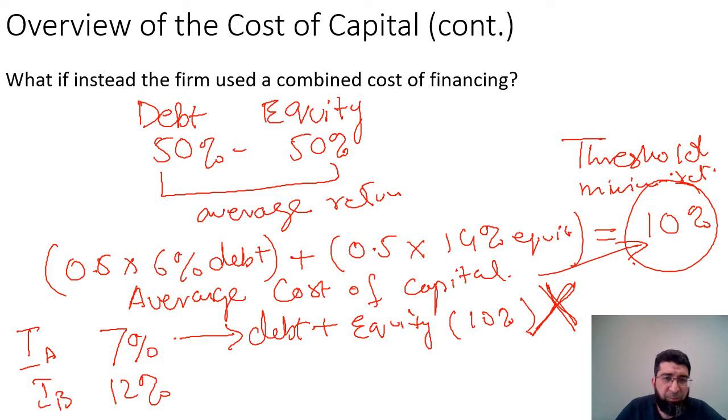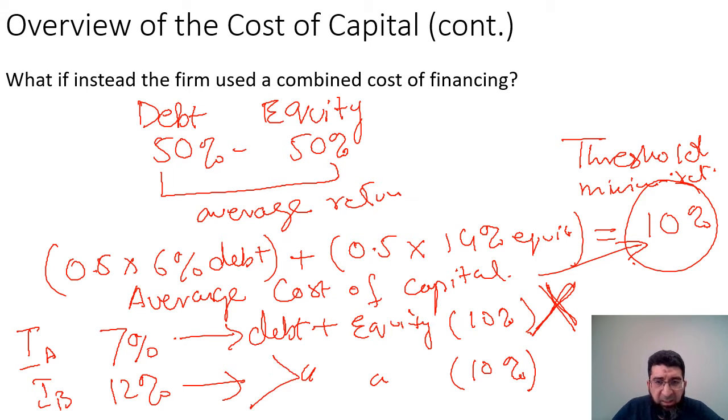Now in the investment B case, we can see that 12%, which was previously rejected, now makes more sense, because in this case debt plus equity equals an average rate of 10%, and since 12% is greater than 10%, we should accept investment B. So it is the combined cost of financing that matters, and not the independent components of the capital structure.